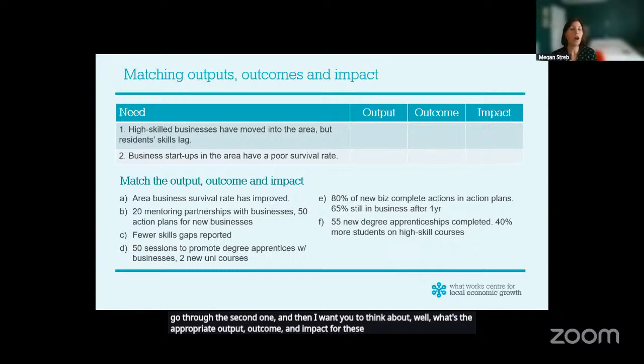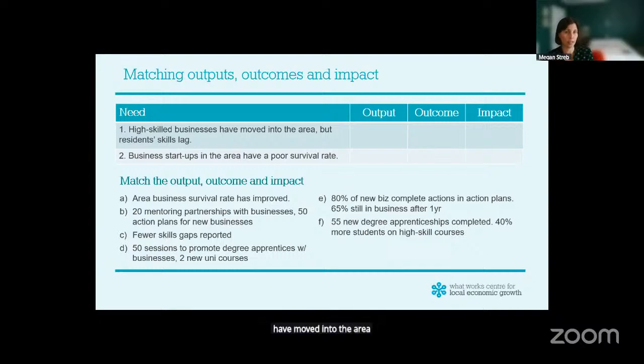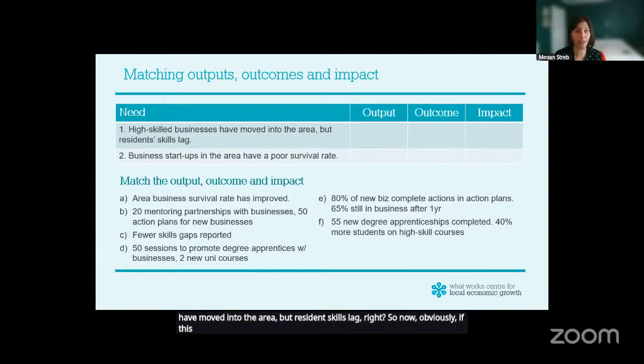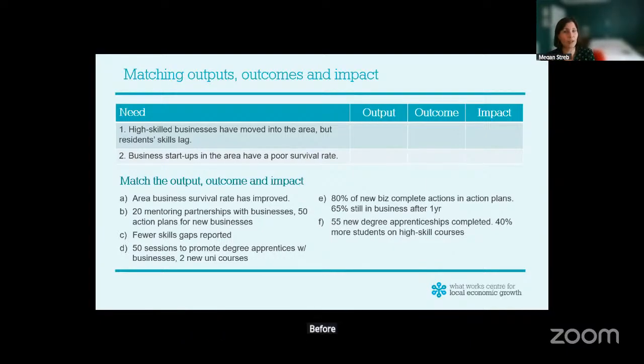So the first one: high-skilled businesses have moved into the area, but resident skills lag. Obviously, if this is the need, we're going to want a lot more evidence before we really understand what's going on there, but let's take that as read. And the second one is: business startups in the area have a poor survival rate.